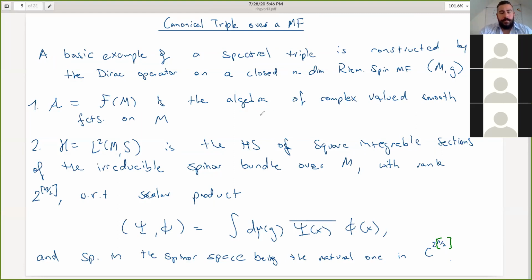Now, the basic example of a spectral triplet is constructed from the Dirac operator on some closed n-dimensional Riemannian manifold, a spin manifold as well, so it has a spin bundle and so on. Basically, you take the algebra to be the algebra of complex-valued smooth functions on M, the Hilbert space to be the Hilbert space of square-integrable sections of the irreducible spinor bundle over M with rank 2 to the n-half, where you neglect the ones that are not integer, and with respect to this scalar product you can represent your algebra there.